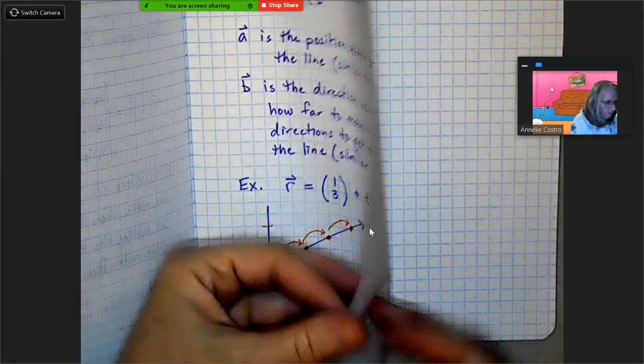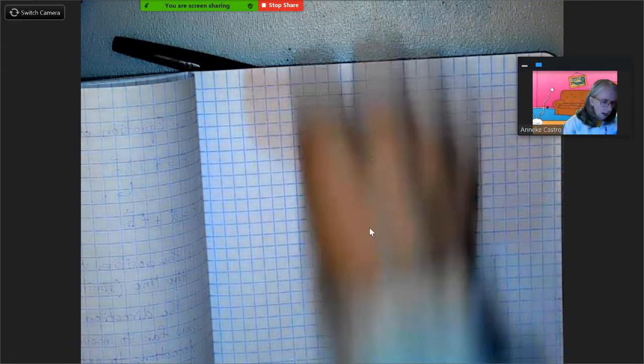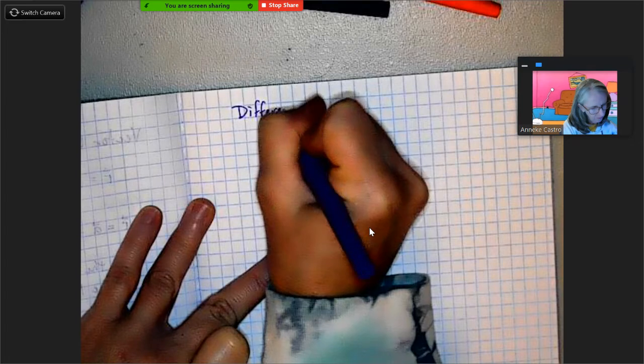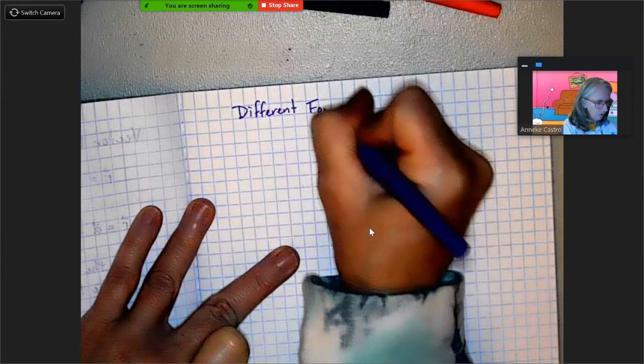All right, moving on. We also learned there are other ways of writing the vector equation of a line, so we can write it in slightly different forms. I'm going to give you an example, and then we'll write it in a bunch of different ways. So, different forms of a vector equation of a line.